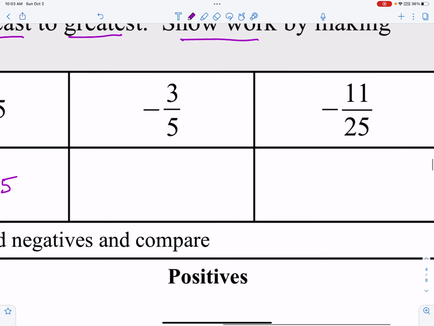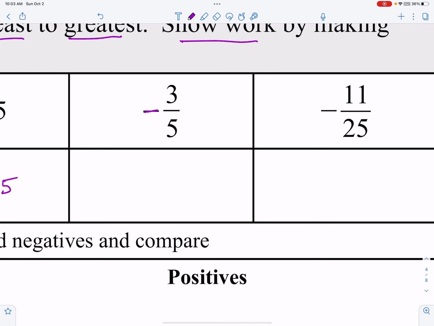All right, now we have -3/5. Don't forget that that's a negative. I don't know what 3/5 is as a decimal, but I can quickly change this into tenths so that I can recognize it as a decimal in the tenths place. So I'm going to go ahead and do that and multiply by 2/2, okay? And when we multiply by 1 whole, it's still the same number.